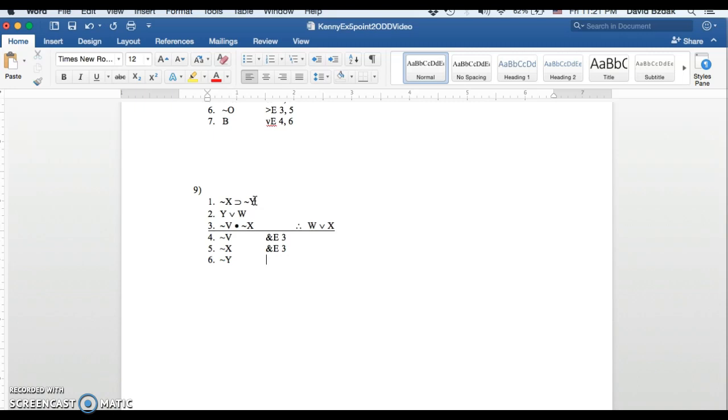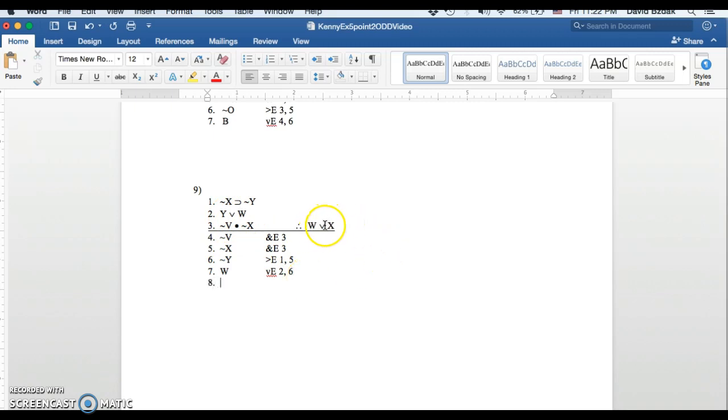Since we have not X now by itself, we can do a conditional elimination. So we have the conditional on line 1, and we have the antecedent of that conditional on line 5. So that gives us, as a result, the consequent, not Y. Now, not Y is the negation of one of these disjuncts, so we can get the other disjunct. Disjunction elimination. Line 2 is our disjunction. Line 6 is the negation of one of the disjuncts. So 2, 6, and that gives us the other disjunct.